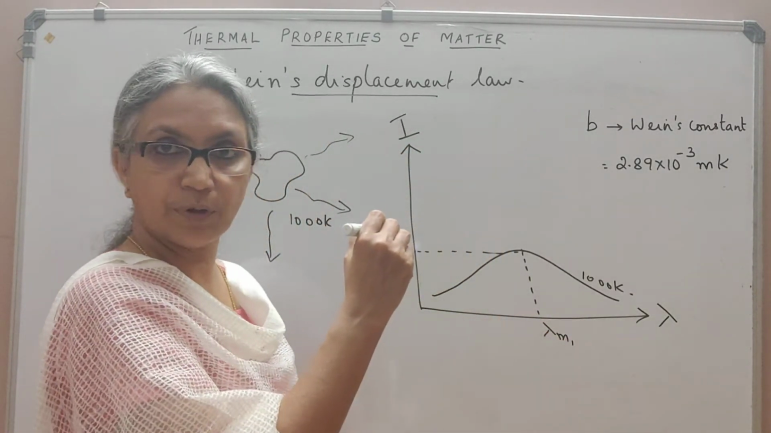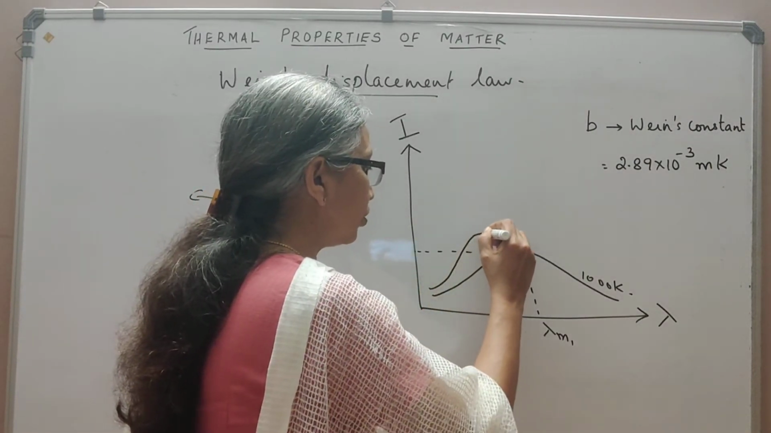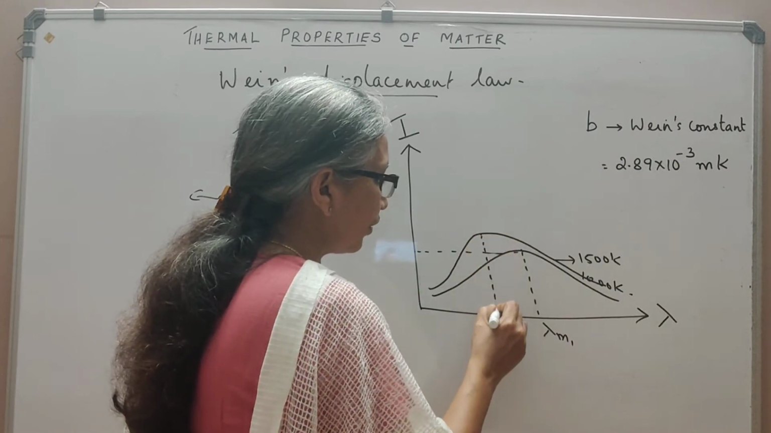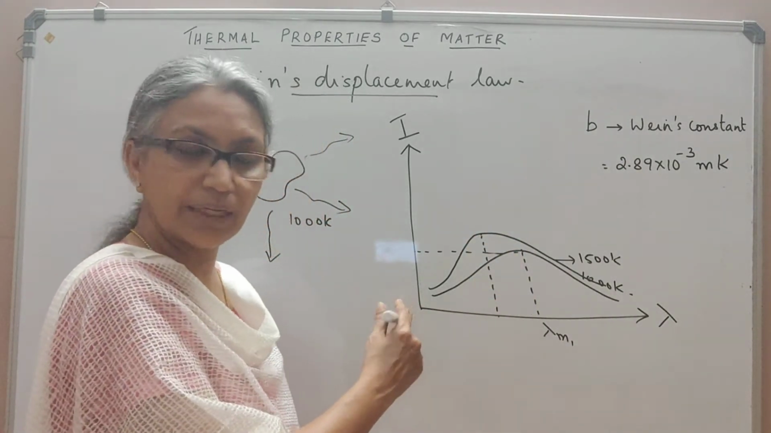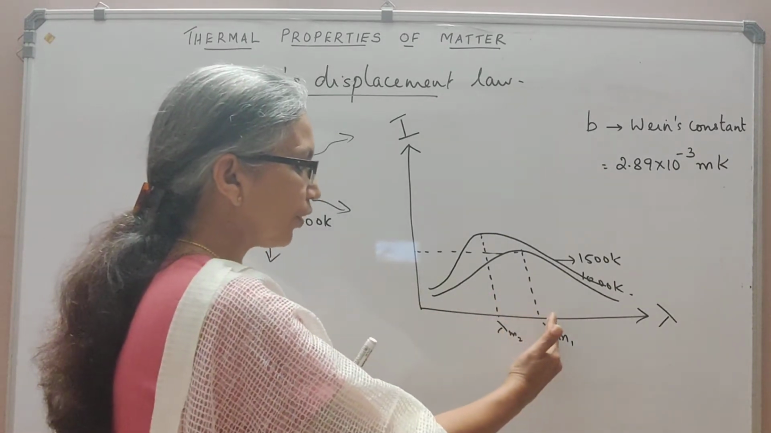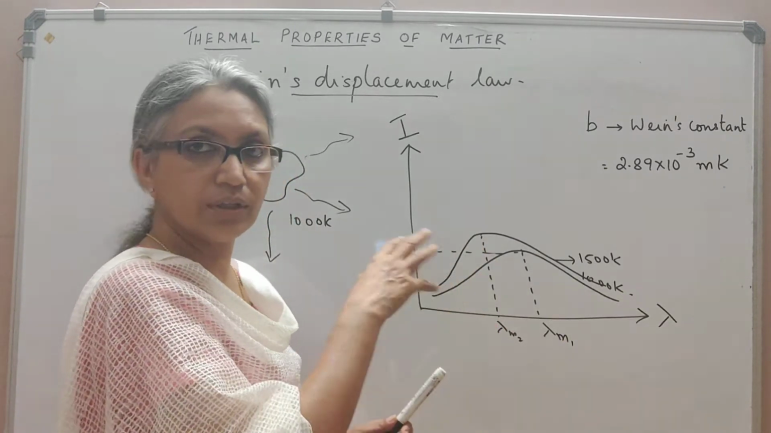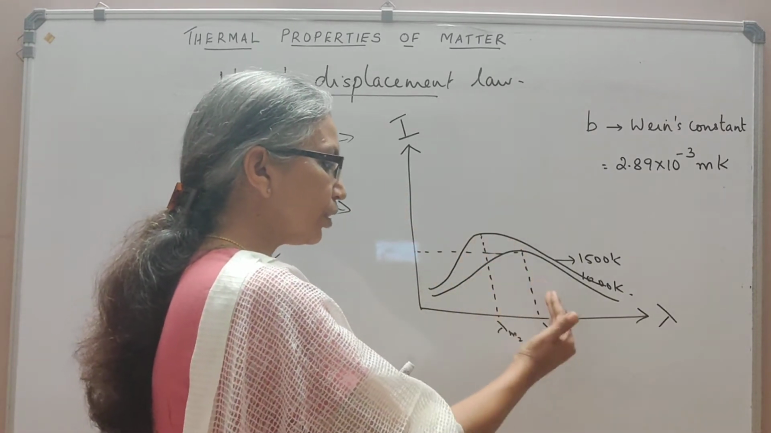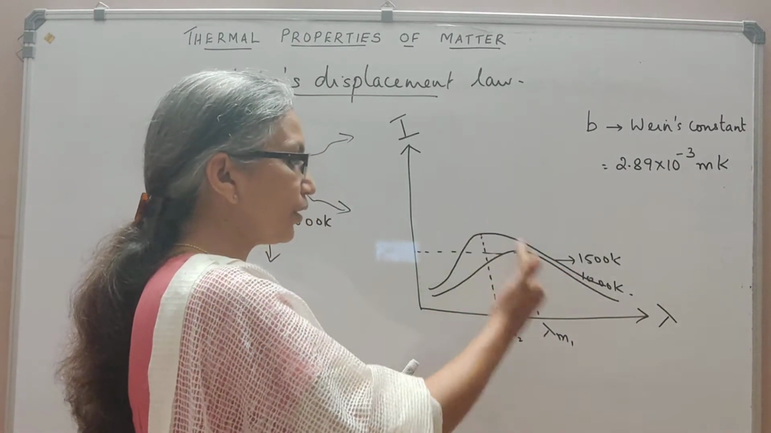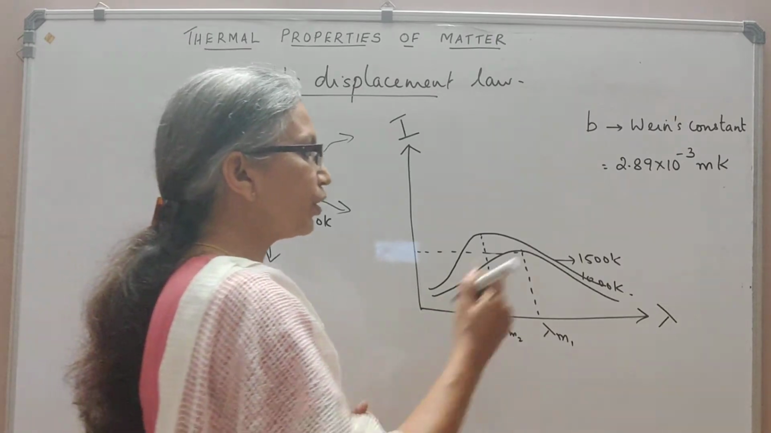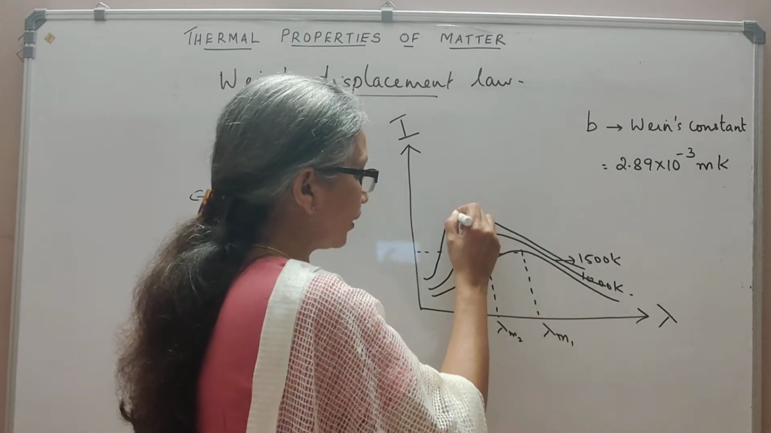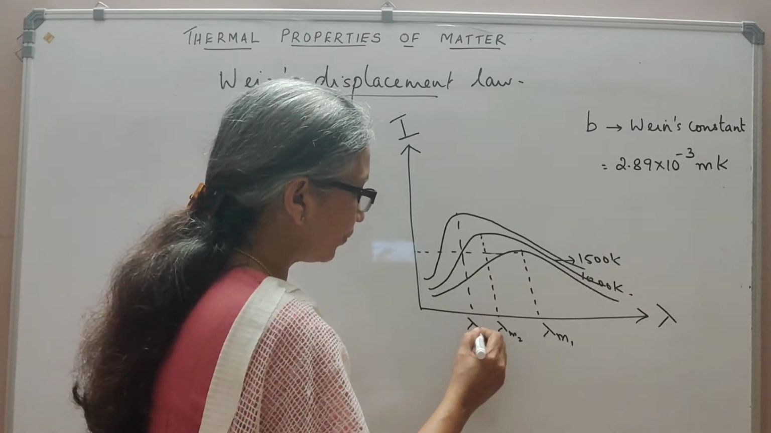Now if you further increase the temperature of the body, the graph obtained looks like this. Let's say this is 1500 Kelvin. You see that the dominant wavelength has shifted into the shorter region. I'll call this lambda M2. When you increase the temperature to 1500 Kelvin, the dominant wavelength decreases from red to around green, so this body will appear green. If you further increase it to 2000 Kelvin or above, the dominant wavelength becomes even smaller. It will go into the blue region, lambda M3.